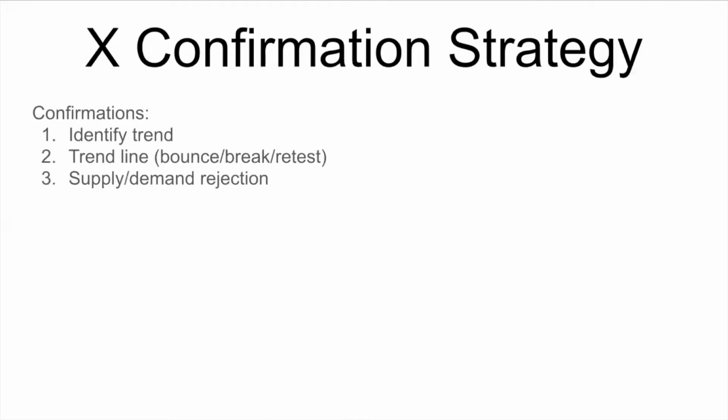in this strategy. So for the most part, I'm gonna identify the trend, recognizing whether it's an uptrend or downtrend. Trend lines, we use those in three different ways. We look for the bounce, break, and retest. So we see if price breaks the trend line, bounces off the trend line, or retests the trend line. Then we use supply and demand rejections, just drawing out supply and demand zones, using those as support, resistance, or buy or sell opportunities.